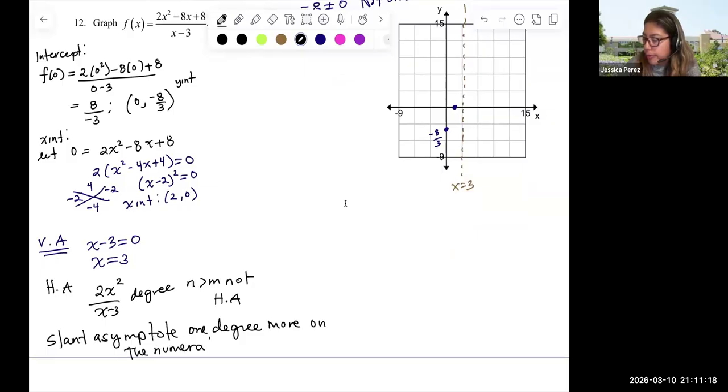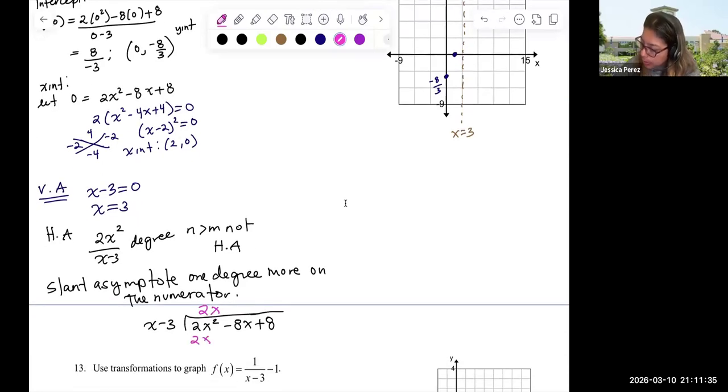So then we're going to have to do polynomial long division, where it's going to look like x minus 3 over 2x squared minus 8x plus 8. How many times does x go into 2x squared? That's 2x times. So you'll get 2x squared minus 6x. Carry out the minus; this becomes a plus, and this is a negative, so they'll cancel. You'll have negative 2x plus 8.